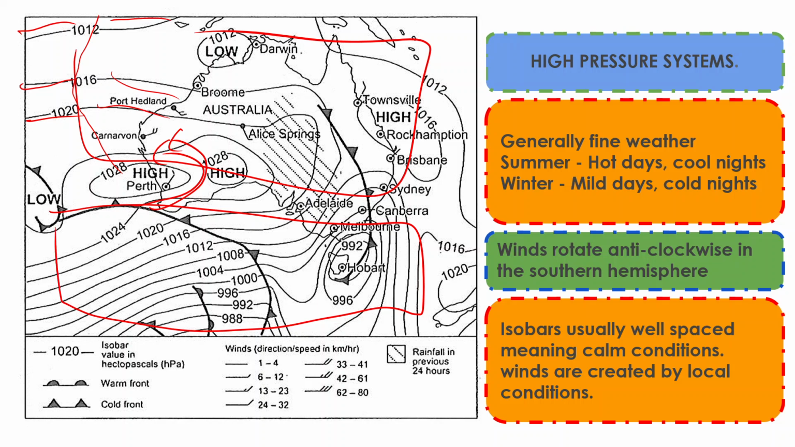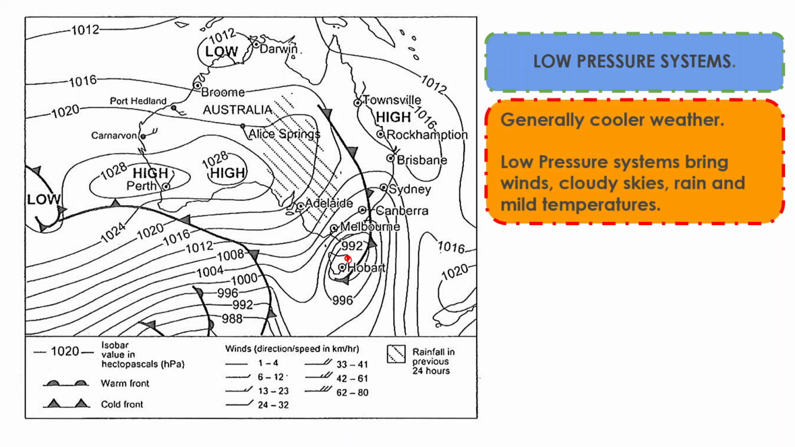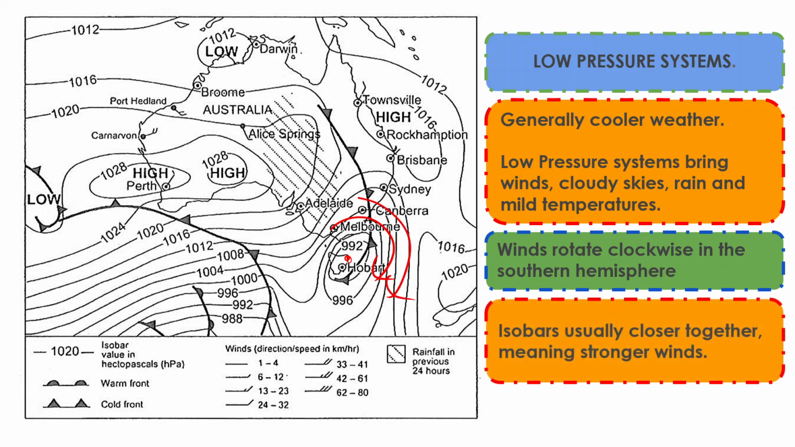Now, the next weather system is the low pressure system, and again, there's a few of them here. The one I'm going to look at is actually down in this area, and the reason I want to look at that one is because it's not actually marked. So low pressure systems bring winds, they bring cloudy skies, rains, and milder temperatures. The winds rotate in a clockwise direction in the southern hemisphere, and the isobars are usually closer together, meaning stronger winds.